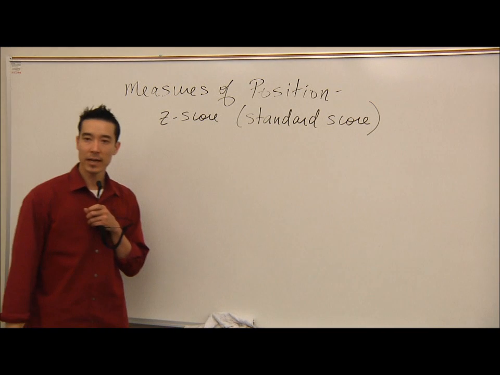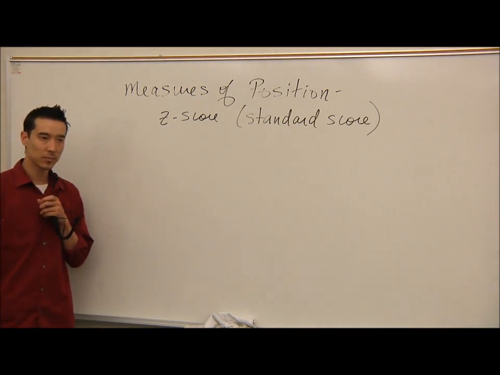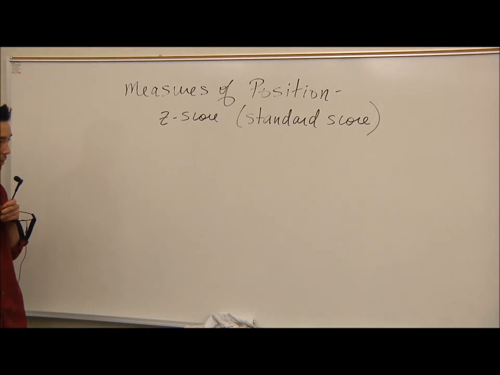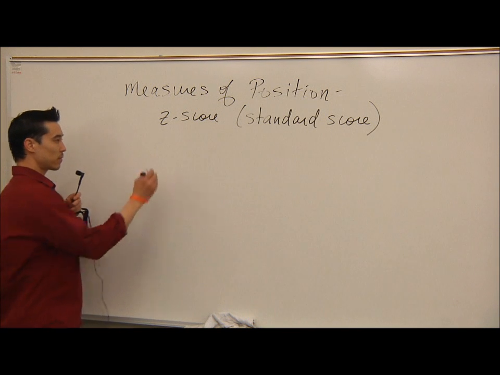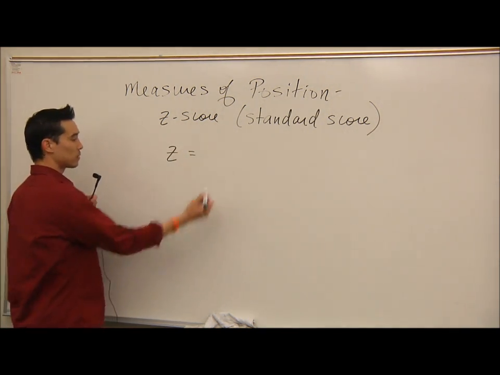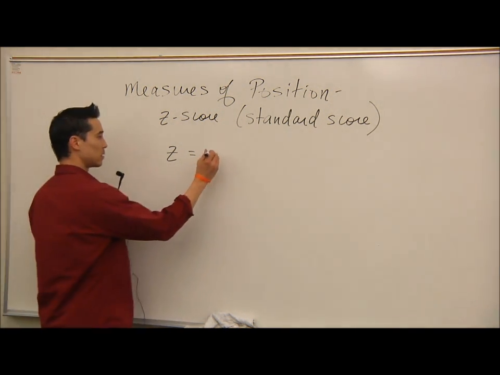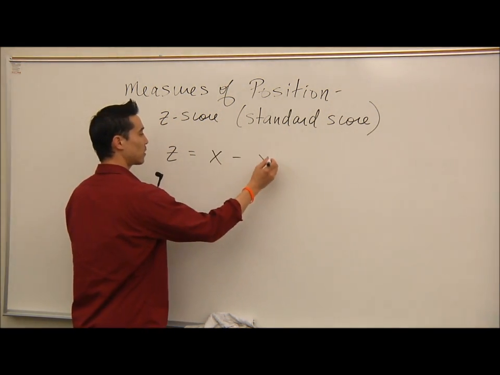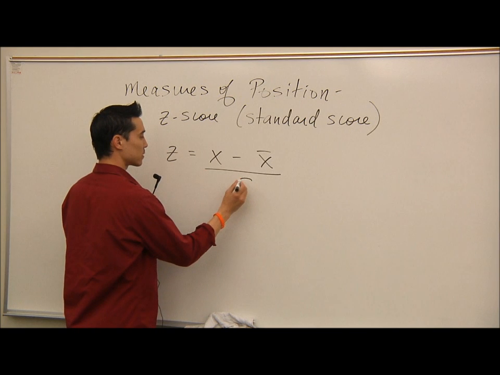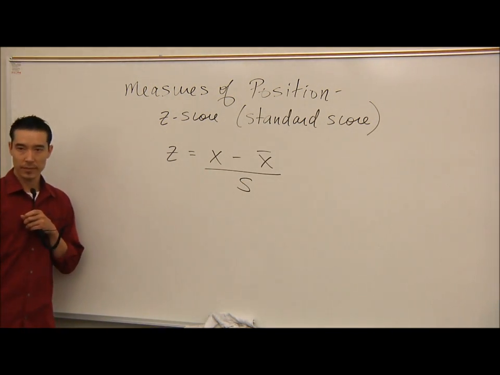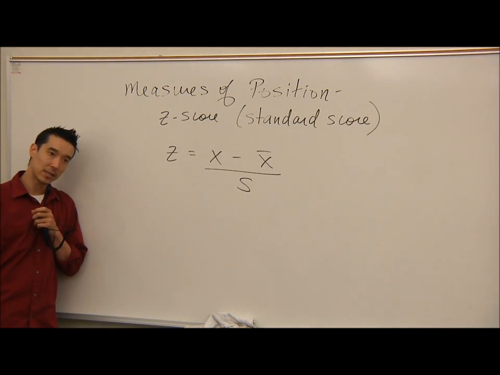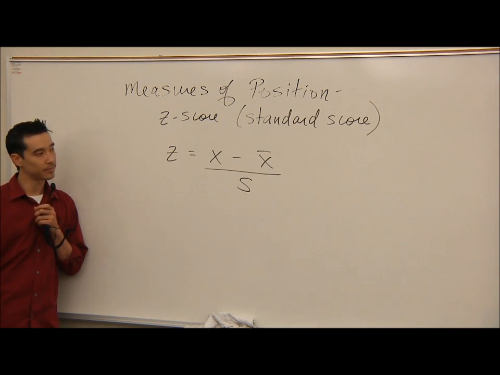I'm going to define this just using statistical symbols, and I want you to tell me what it means. Your formula for finding a Z-score is as follows: Z equals X minus X bar, over S. If you understand these symbols, then you'll know what the definition is.